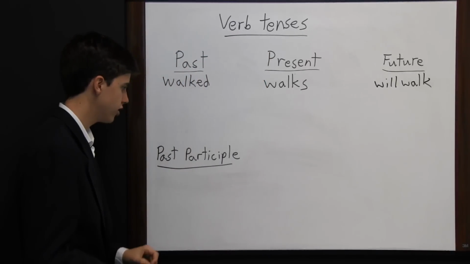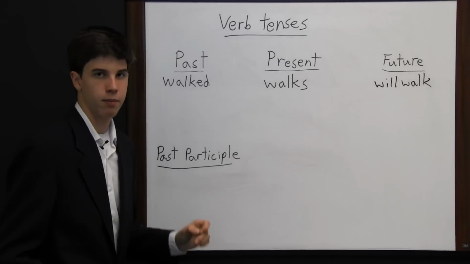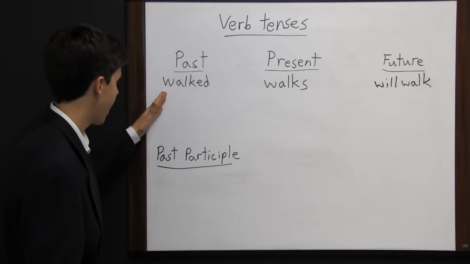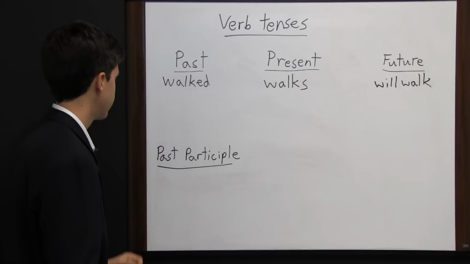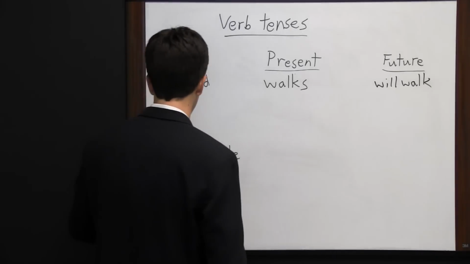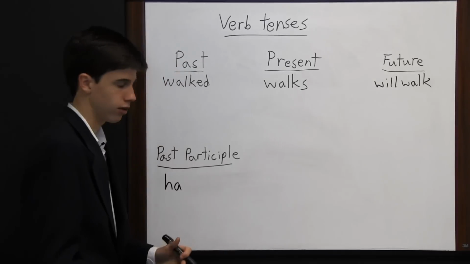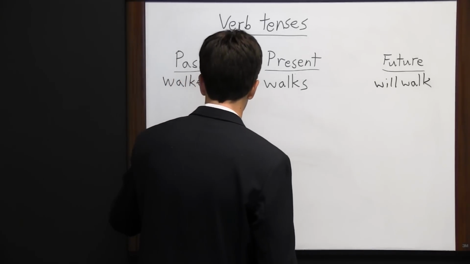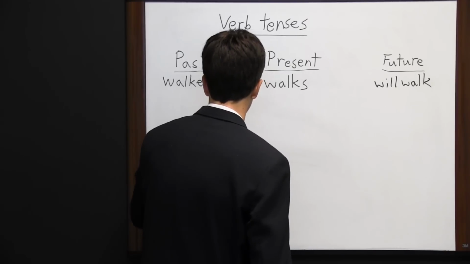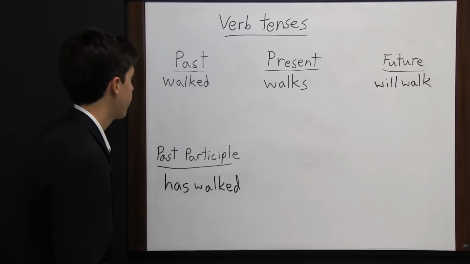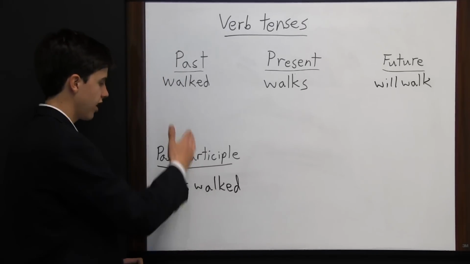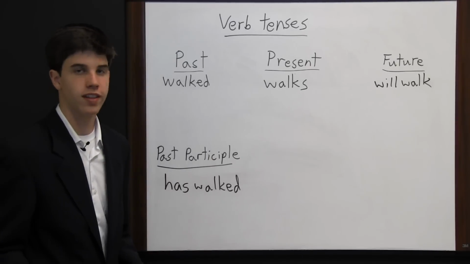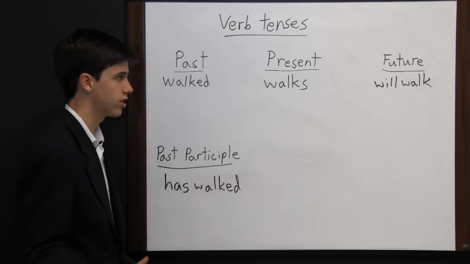Past participle is used to show that something happened in the past before something else happened. So it's going to be similar to the past tense, but just a little bit different. We're actually going to add what's called an auxiliary verb or a helping verb, which is the verb has. So we're going to say has walked. So up here, we would just say he walked down the street. Now we're saying he has walked down the street. It's showing that that happened in the past before something else happened.